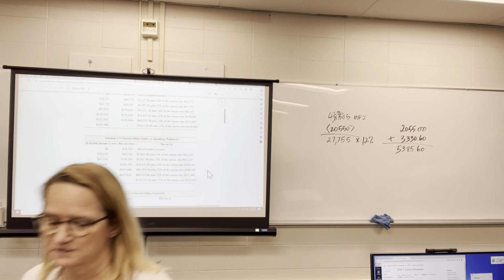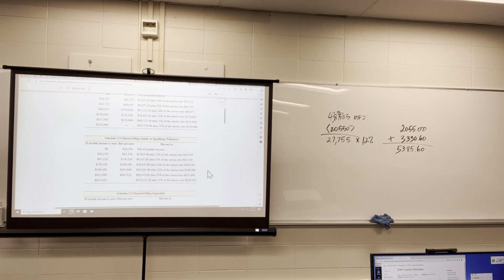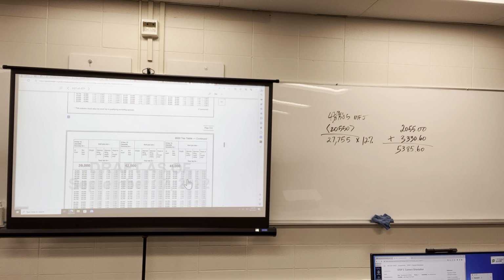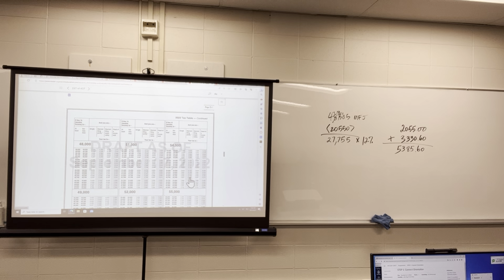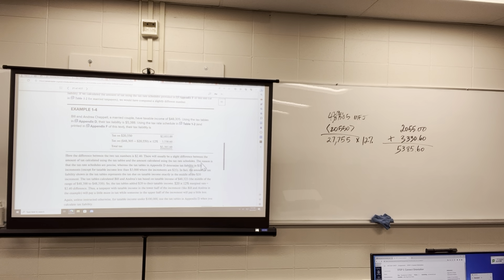5,385.60 is the exact amount, which I think we were at 5,388 with the table. $48,305, yeah, 5,388 is how much it was with the table. So we're gonna use the one that gives us the greatest advantage. We'll use the 5,385.60. It would round up to 5,386. So only $2, but hey, $2 is $2.